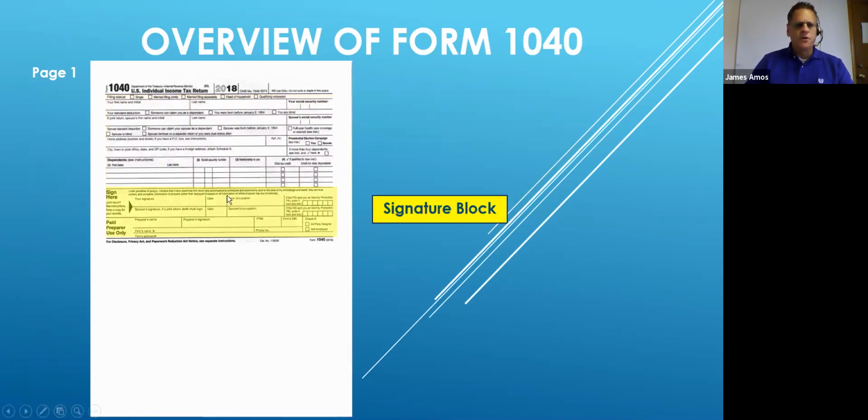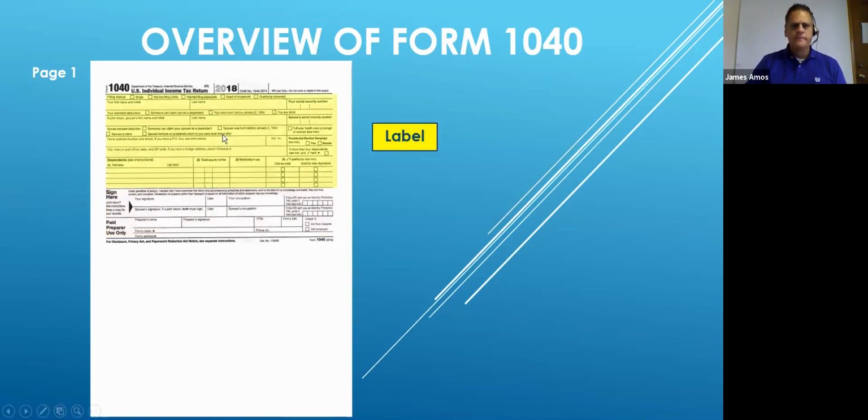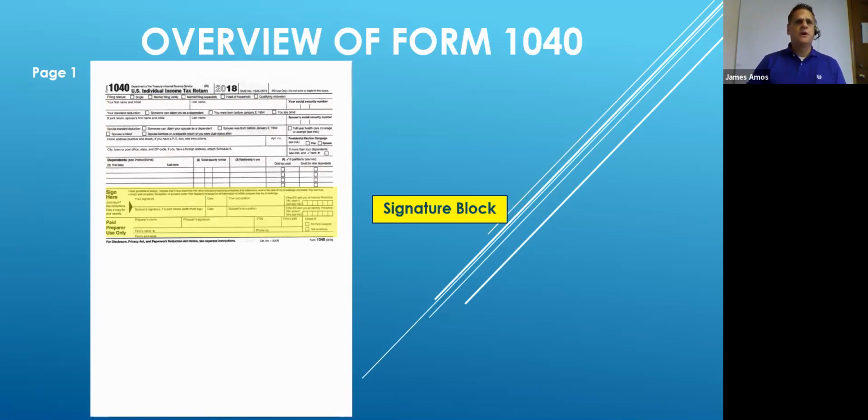Then you also have what's called a signature block. This is where you as a taxpayer have to sign, and then your spouse signs. And then if you're using a paid preparer, or you are the paid preparer, this is where the paid preparer signs, right there on that line. So it's called the signature block. And don't so much memorize each of these pieces, by the way. You just have to get to know where things are on the form. So page 1 of the Form 1040 is very generic. It's the label section and then the signature block.